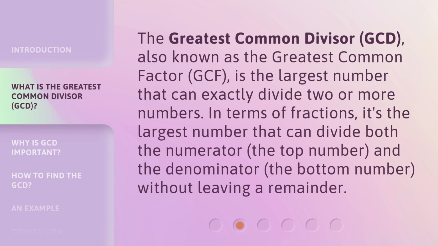The greatest common divisor, GCD, also known as the greatest common factor, GCF, is the largest number that can exactly divide two or more numbers. In terms of fractions, it's the largest number that can divide both the numerator, the top number, and the denominator, the bottom number, without leaving a remainder.